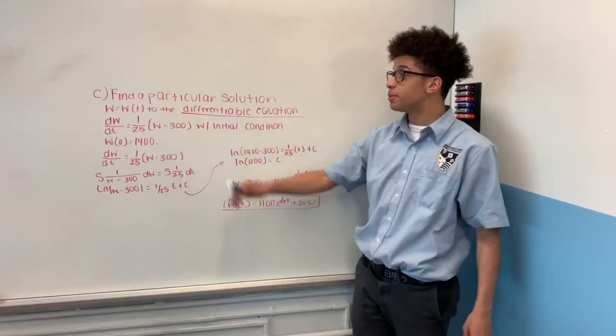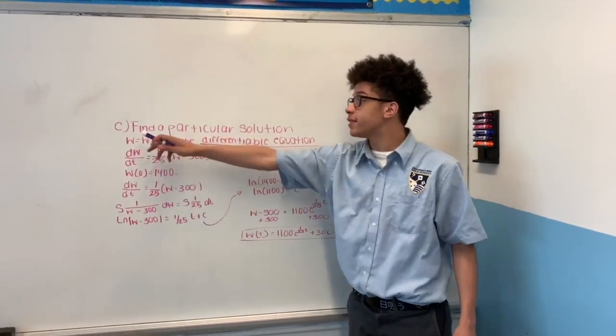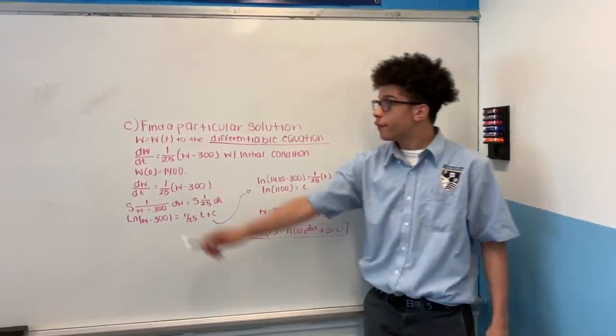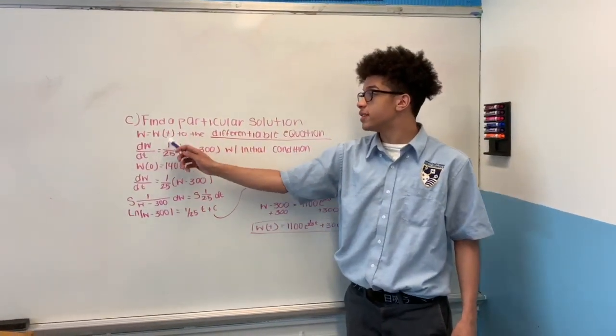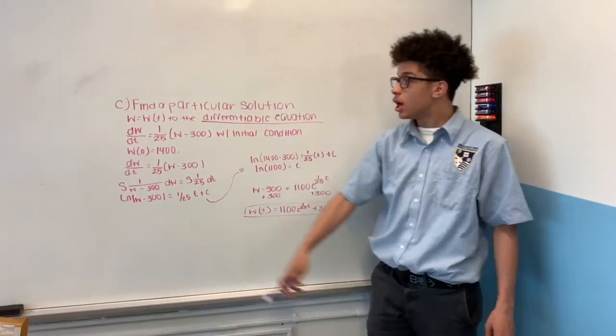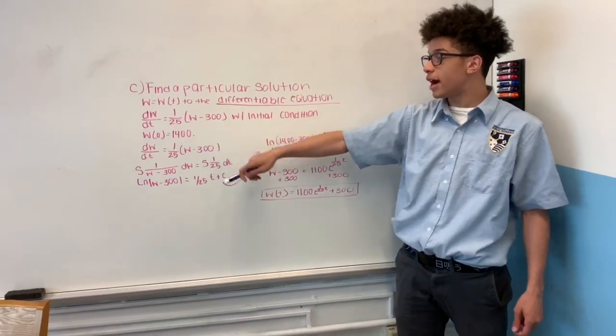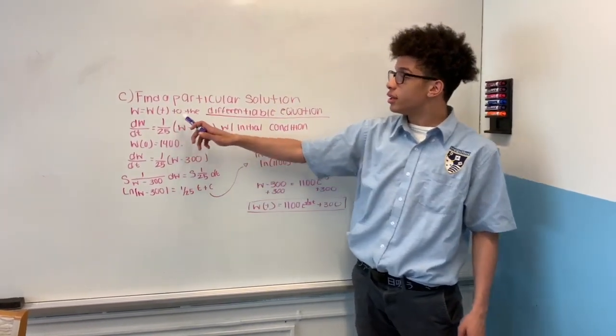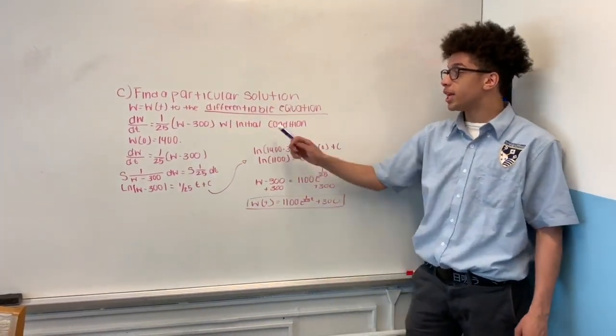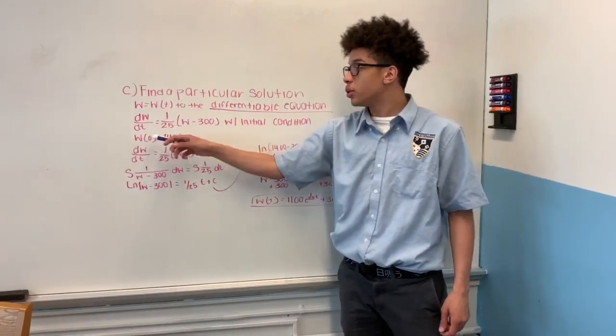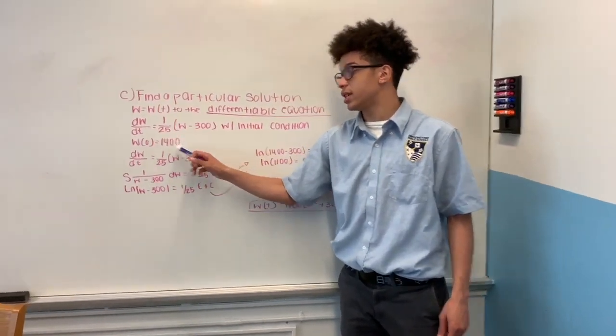Okay, so now we're on to part C. For part C, we have to find a particular solution W equals W of t to the differential equation dW/dt is equal to 1/25 times (W minus 300), with the initial condition of W(0) is equal to 1400.